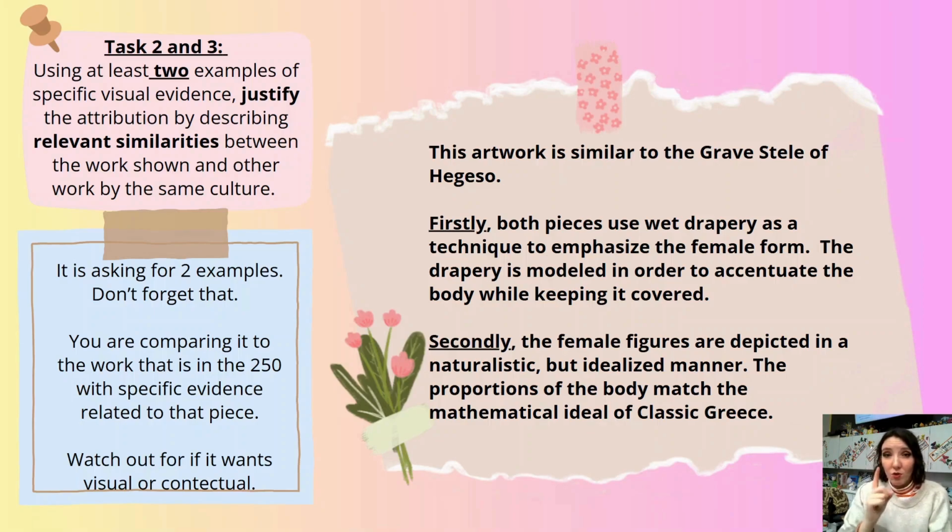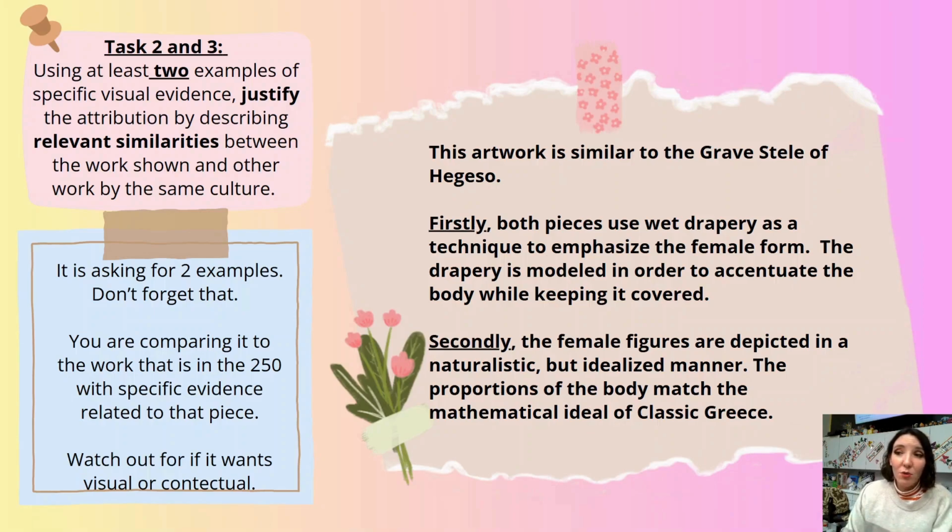I'm going to use firstly and secondly as my sentence starters, and I'm going to state which artwork it is similar to. Even if I don't know the name for certain, I could still get the points. So my example: the artwork is similar to the grave stele of Hegeso. Firstly, both pieces use wet drapery as a technique to emphasize the female form. Boom, I could have gotten the point.